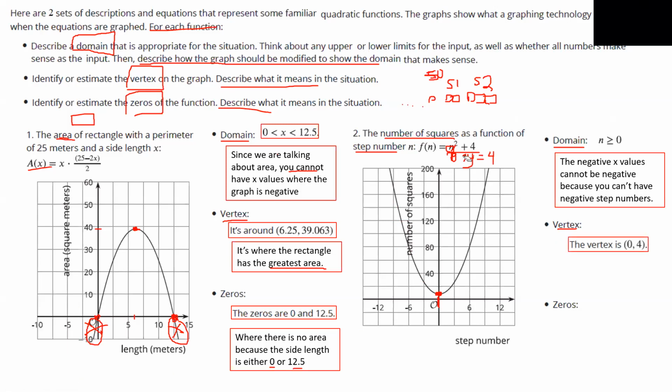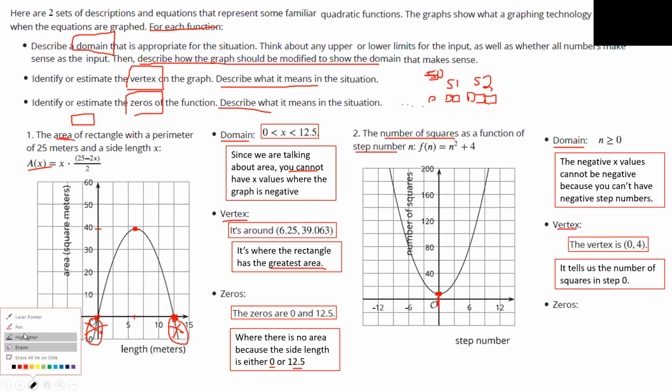What does our vertex mean in this situation? The vertex tells us the number of squares in step 0. So basically, what this point tells us is that in step 0, there are going to be four of these squares. So I would have to put 3 more, and then we would continue from there. This is a bad example, but it is just to show you how the steps start evolving with these step numbers.